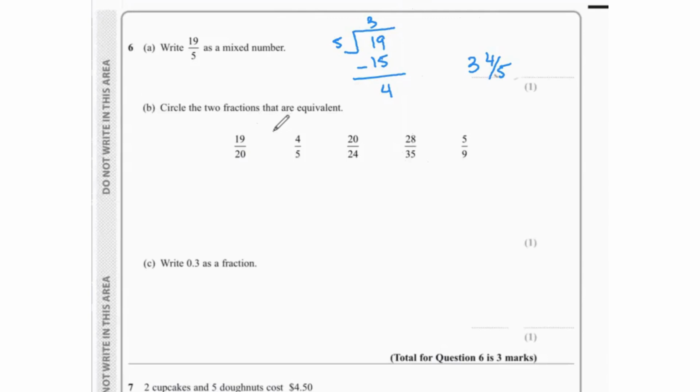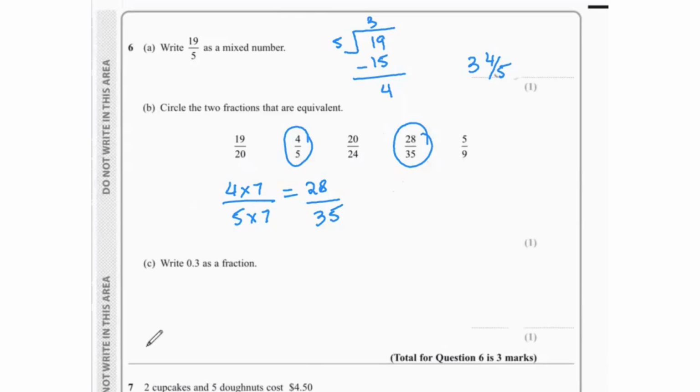Then circle the two fractions that are equivalent. We have 19/20, 4/5, 20/24, 28/35, and 5/9. So for equivalent fractions, 4/5 is equal to 28/35 because 4 times 7 and 5 times 7 gives us 28/35. So these two are your answer.